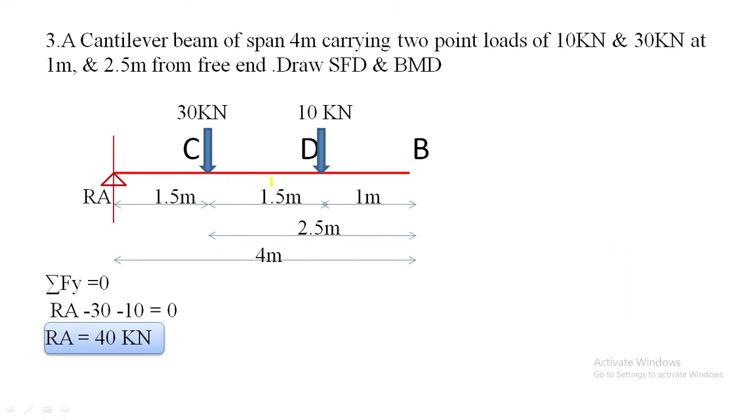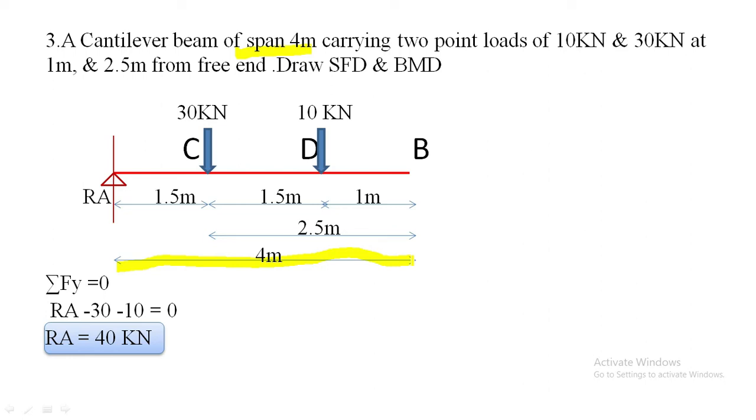beam, a horizontal beam. The beam is a cantilever beam, which means a beam whose one end is fixed, here the left end is fixed and the right end is free, that is, B point is free and A point is fixed. Then the span is 4 meter. This is the span, A to B span is 4 meter.